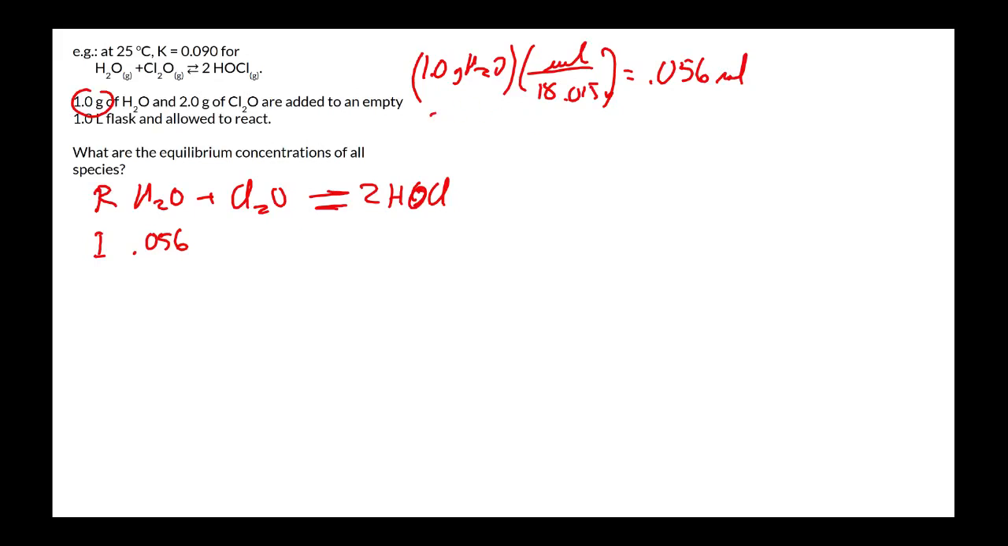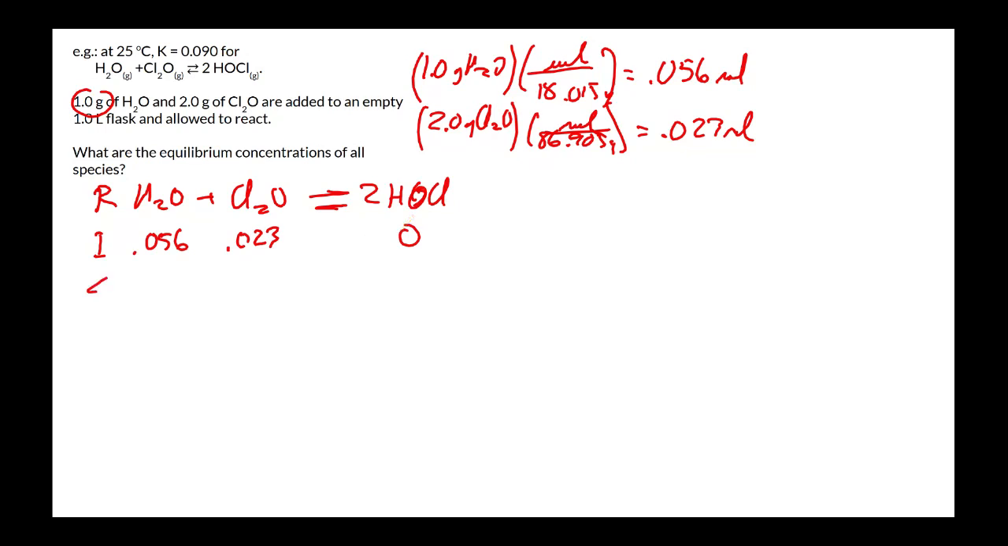We have 2 grams of Cl2O. The molar mass is 86.905 grams per mole, and this gives us 0.023 moles. So in 1 liter, 0.023 molar is the concentration, and we don't have any HOCl at first. The change line: minus x, minus x, plus 2x from the stoichiometry of the equation.